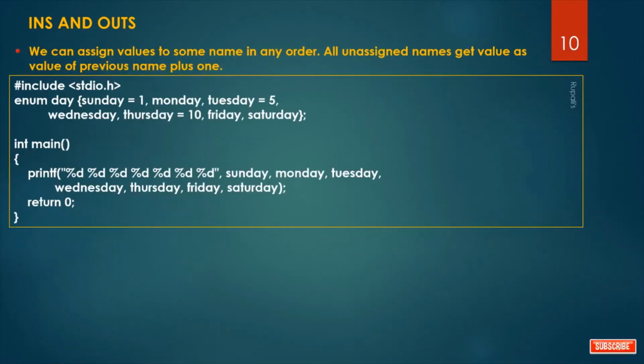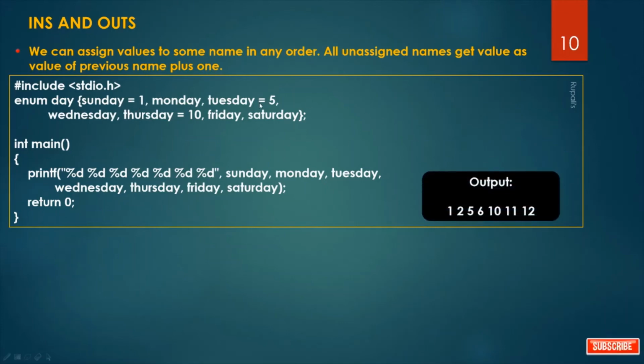We can assign values to some names in any order. All unassigned names get the value of the previous name plus 1. See here, if I want to print the value of Sunday, it is 1. Monday, it is 2 because 1 plus 1, 2. Then Tuesday, it is 5. Wednesday, 5 plus 1, 6. But Thursday is already assigned, that is 10. Then Friday, it is 10 plus 1, 11, and Saturday is 12.